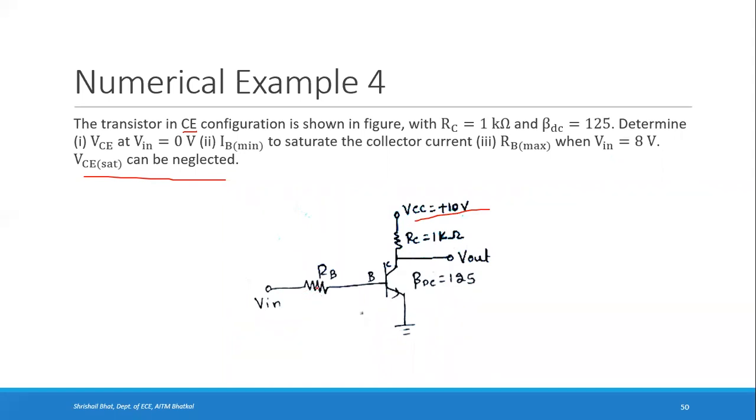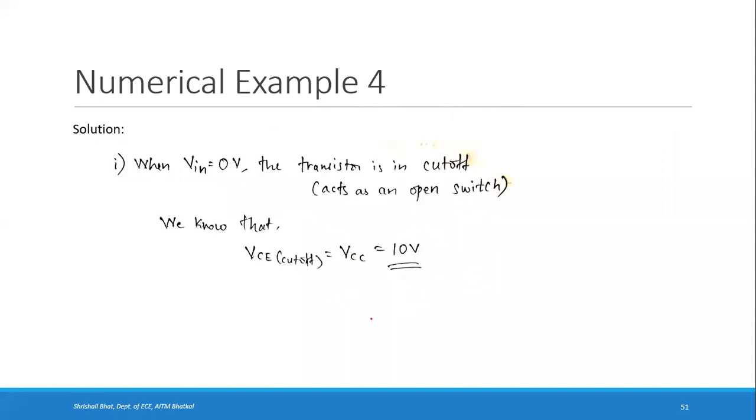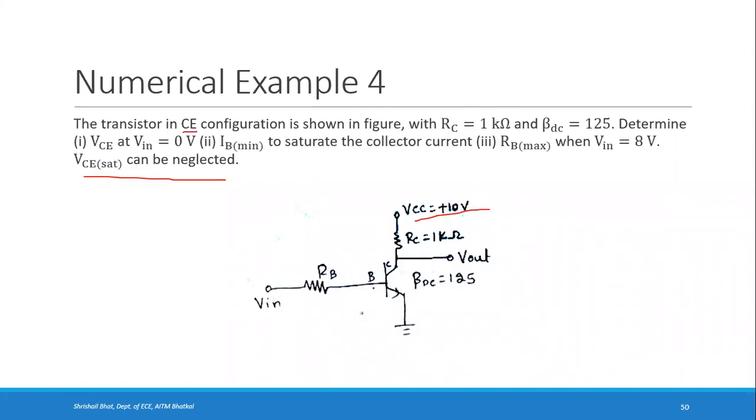You can take it as the voltage Vin will be equal to the voltage across this RB plus VBE, the base emitter voltage, right? So this is the total voltage Vin that is applied, that is equal to the voltage across the base resistor, VRB, plus the voltage from base to emitter, VBE. So VRB will be equal to Vin minus VBE.